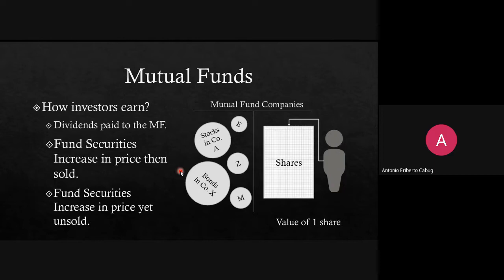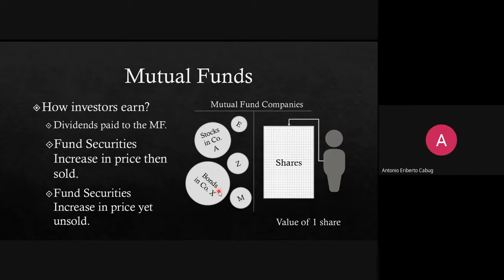Okay. So recap. How do investors earn? Investors earn when the value of the mutual fund company goes up. The portfolio of the mutual fund company has a lot of stocks, bonds from dividends or maybe interest will be paid by the companies whose stocks and bonds the mutual fund company bought.